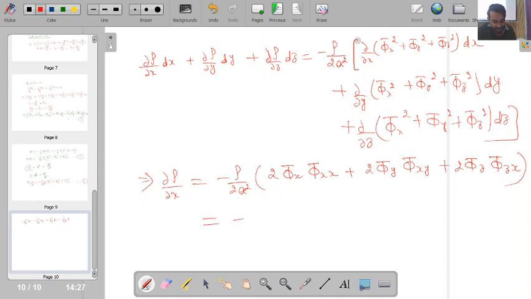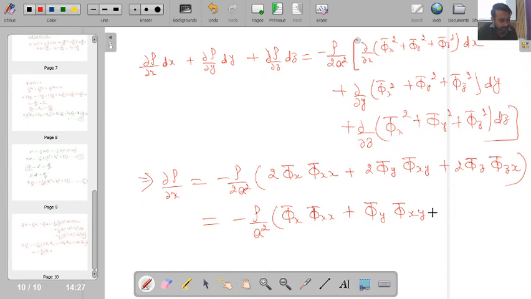So ultimately, the 2 will cancel, and I am getting minus rho by a square of phi bar x into phi bar xx plus phi bar y into phi bar xy plus phi bar z into phi bar zx. Say this is equation number 7. Similarly, I can calculate del rho by del y and del rho by del z. Now tell me what will be del rho by del y.